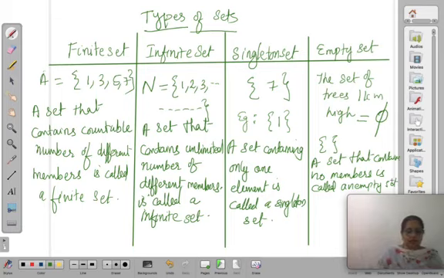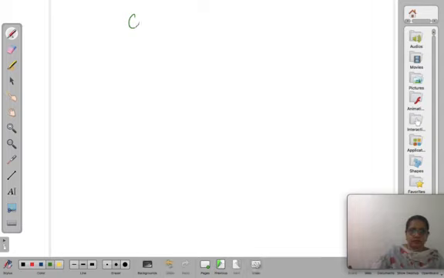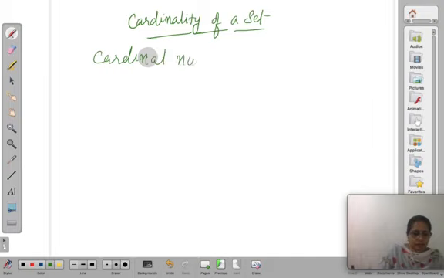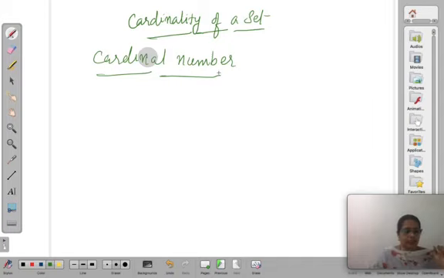Okay. Next, cardinality of a set. What is cardinality? Cardinality means the number of elements of a given set is called the cardinality of a set. Next one, cardinal number. The number of distinct elements in a finite set is called the cardinal number of the set and denoted by the symbol n(A), where A is the given set.